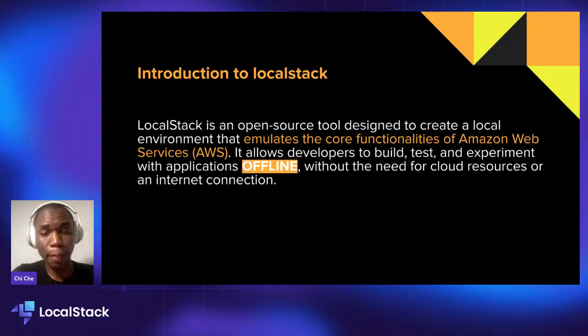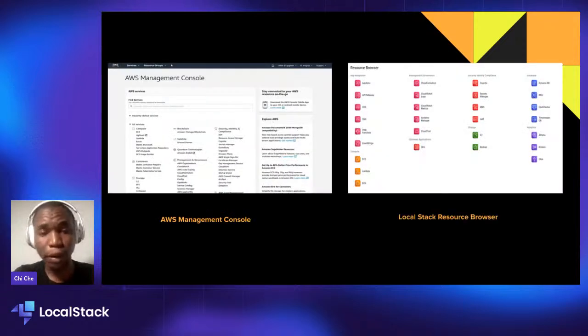And immediately we started testing out different workshops with LocalStack. As you can see, on the left side of your screen you see the AWS management console, and on the right side you see the LocalStack resource browser. Once you have LocalStack installed and configured perfectly, you should have your resource browser where you can see the status of all the services that are running. You can deploy the services and do a lot of stuff from your resource browser.